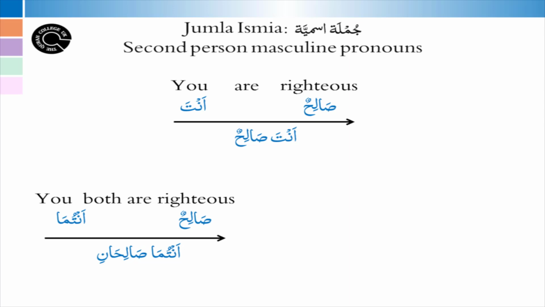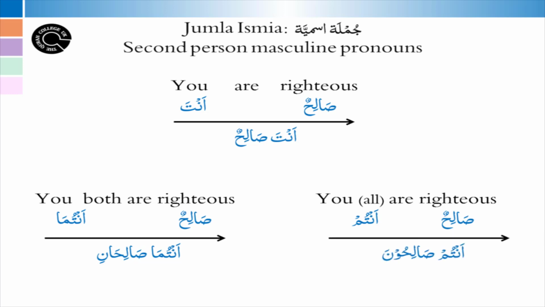Finally, to use the plural form, we have the example, "You are righteous." All in the bracket shows that we are using the plural form of you. For righteous, we use salihun. For you in plural form, we use antum. Therefore, the nominal sentence with the second person masculine plural pronoun is antum salihuna.